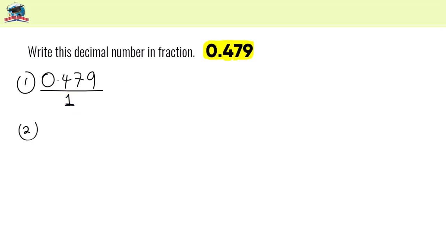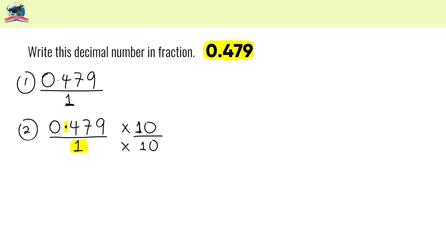Now, second one here. So we're still going to have 0.479. We know that by just adding a 1, you've made it a fraction, but we're not going to stop there. So now, what we can do is change the location of this decimal point. If you want to change the location of that decimal point, you just multiply by 10. That is the numerator, and the denominator, the one at the bottom, you have to multiply also by 10. Once you do that, then it is balanced.